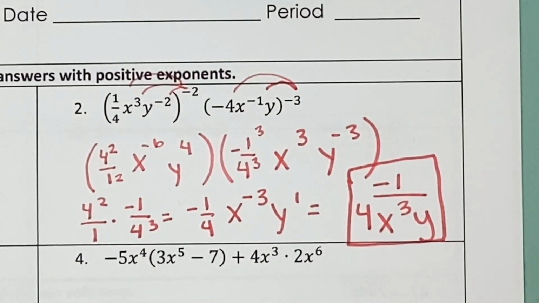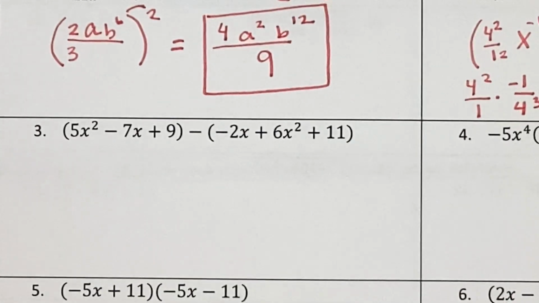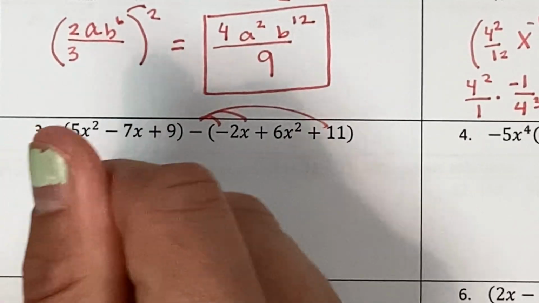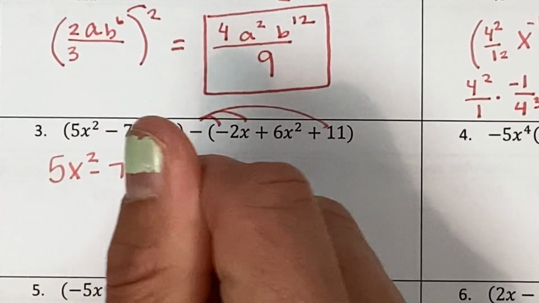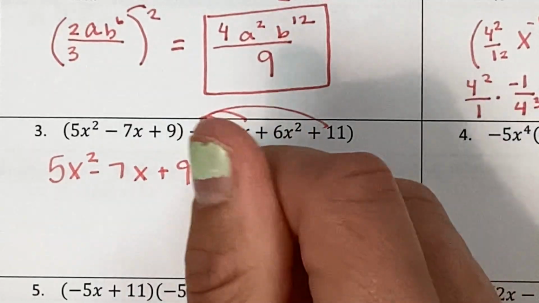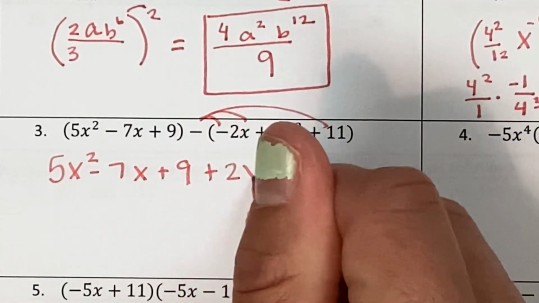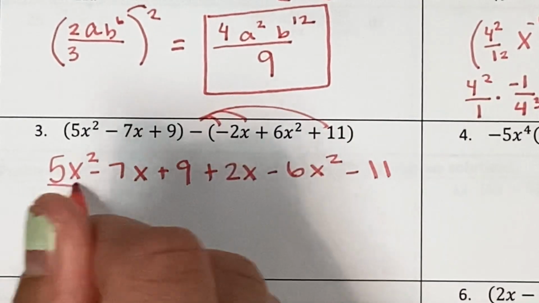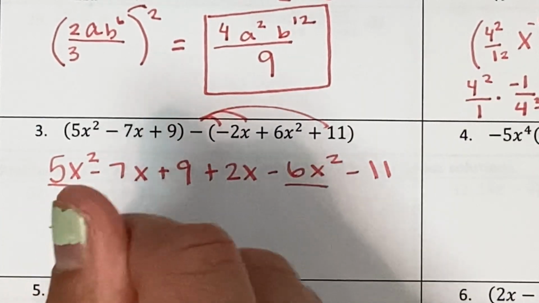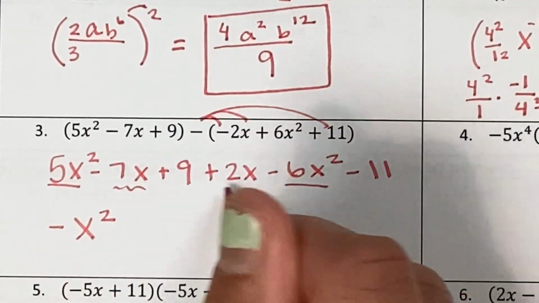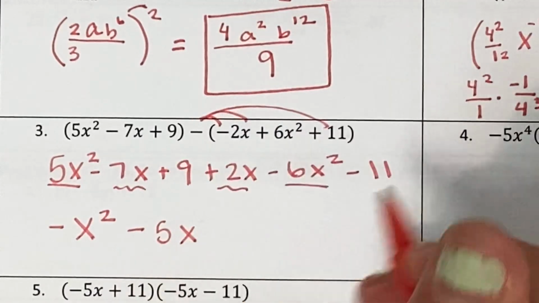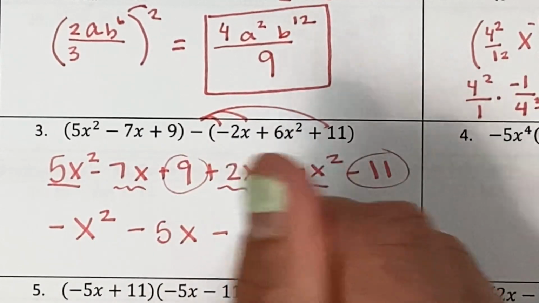None of these are very good. All right, that one was pretty difficult. This one here is a little bit nicer. We just got to distribute the negative to everything over here. And then in front of this parentheses, there's just the understood 1. So we don't really need the first parentheses. Now negative times a negative is going to be a +2x. -6x squared minus 11. And then we're going to combine our like terms. So -x squared. Combine the x's, -5x. And then the numbers, -2.